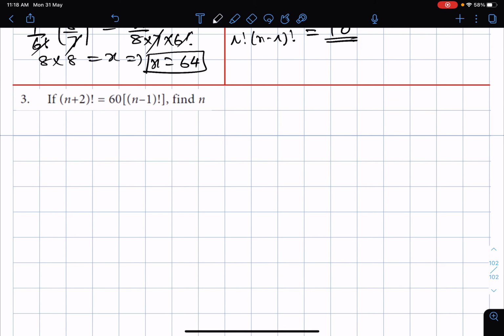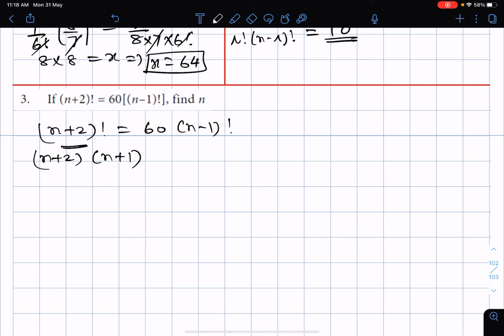If n plus 2 factorial equal to 60 into n minus 1 factorial, find n. Okay. Now here comparing the two factorials, I'll first write down the problem. N plus 2 the whole factorial equal to 60 into n minus 1 factorial. Find n, isn't it? Here this n plus 2 is the biggest one. So you are going to reduce it up to n minus 1, because here we have got n minus 1. Okay. So here n plus 2, reducing 1, n plus 1, reducing 1, n, reducing 1, n minus 1 factorial equal to 60 into n minus 1 factorial. So this and this get cancelled.